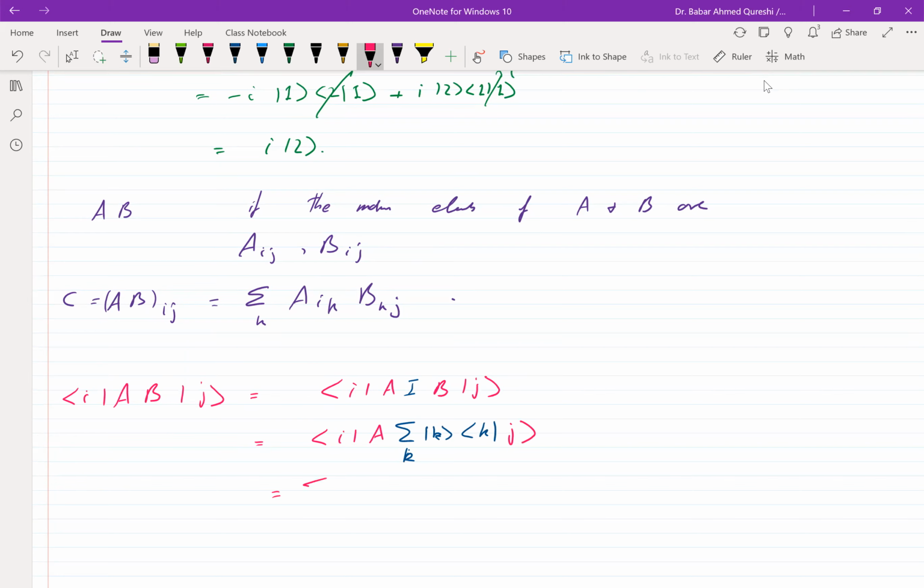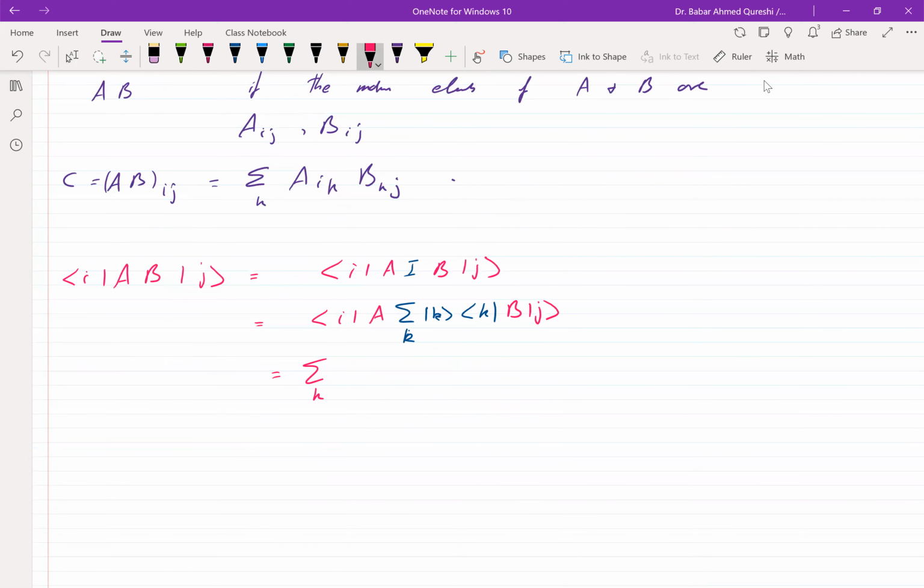So what do I get? I get K out B. Yes. So I get A_KJ, which is just what we wanted to prove, a matrix product of these two guys.